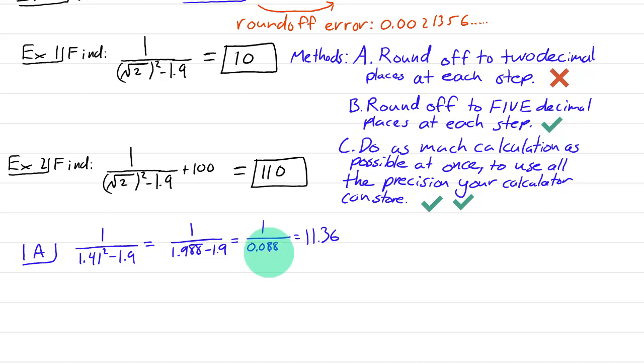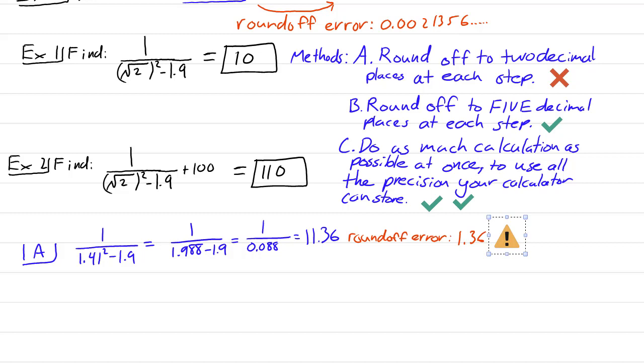This should be 0.1 in the denominator, and then 1 divided by that gives you 11.36. So now, at this stage, the round off error is 1.36. That's how far off this is from 10. So that's going to give you the wrong answer in WileyPlus.